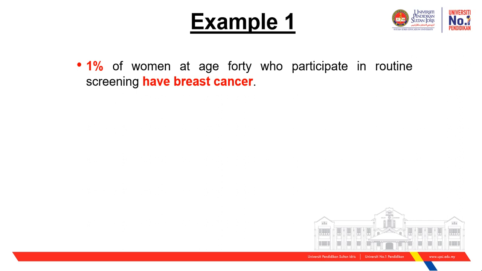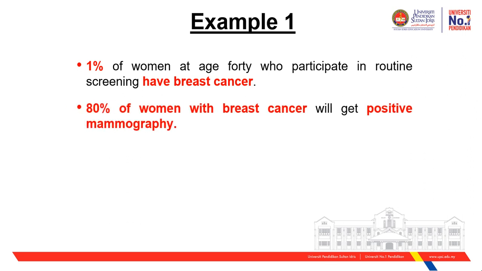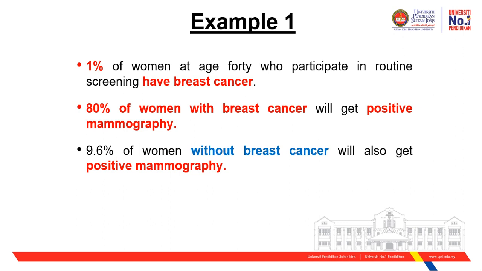Okay, suppose that you are given the data: 1% of women at age 40 who participate in routine screening have breast cancer. So 1% of women have breast cancer. Okay, this is all the information given, and 80% of women with breast cancer will get a positive mammography. Okay, what else? 9.6% of women without breast cancer will also get a positive mammography.